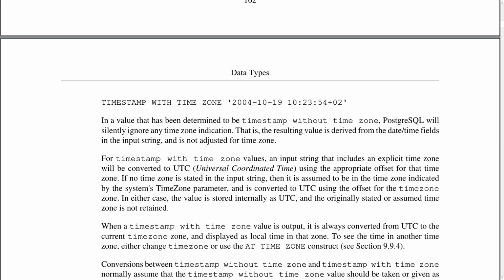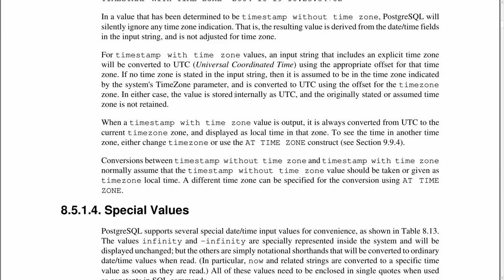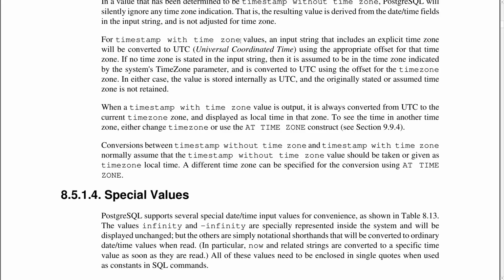Okay. So now we read this documentation. In a value that has been determined to be timestamp without time zone, PostgreSQL will silently ignore any time zone indication. That is, the resulting value is derived from the date time fields in the input string and is not adjusted for time zone. For timestamp with time zone values, an input string that includes an explicit time zone will be converted to UTC using the appropriate offset for that time zone.